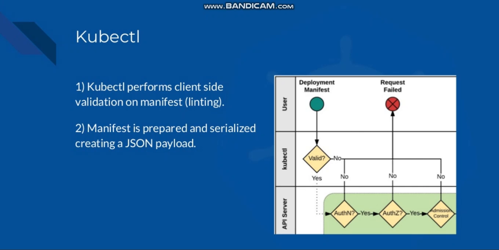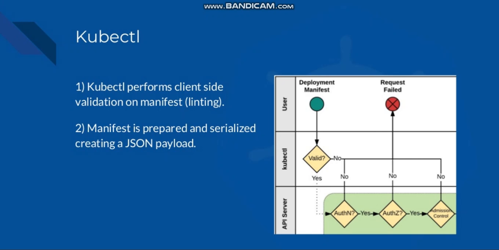So kubectl performs client-side validation of the manifest, that is linting. The manifest is prepared and serialized, creating a JSON payload. You can see on the right side the deployment manifest and request failed, how this works. So this will check from the user, kubectl, and API server. First the user pushes it.